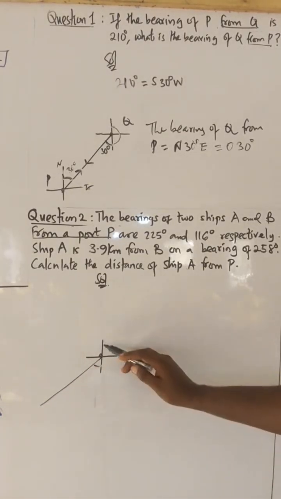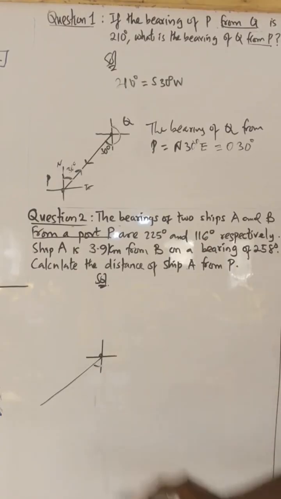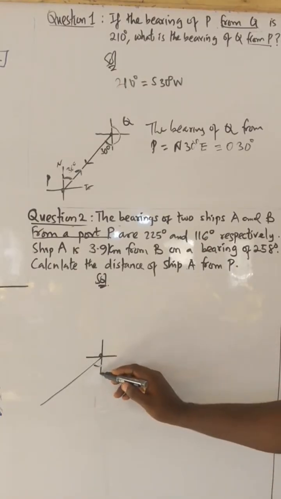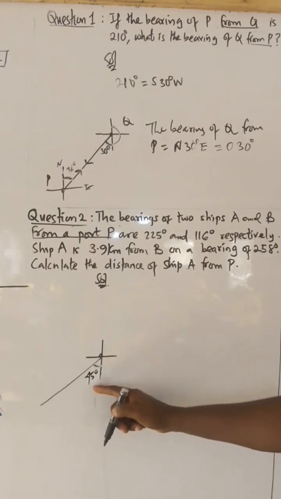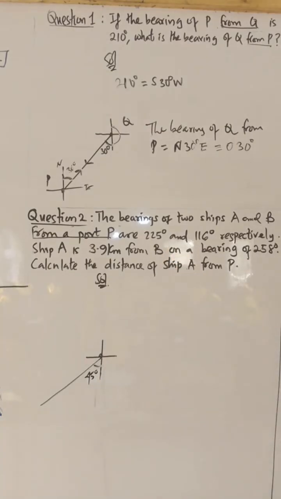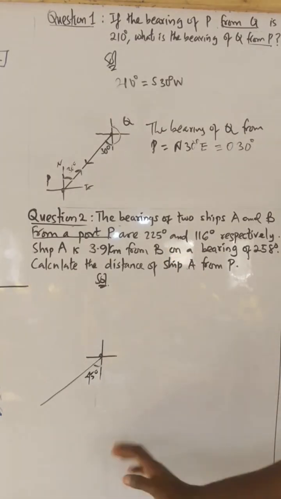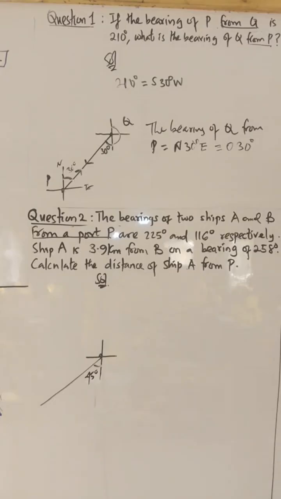So this is 180 plus 45. So we are going to use the 45 here. Note, this represents the 225. Like I said earlier, using the acute angle will make it easier. So this is the bearing of ship A.